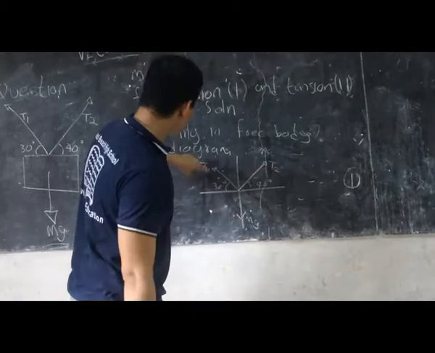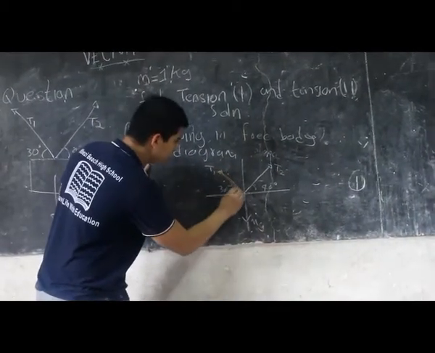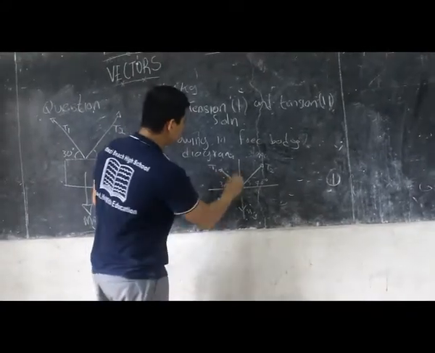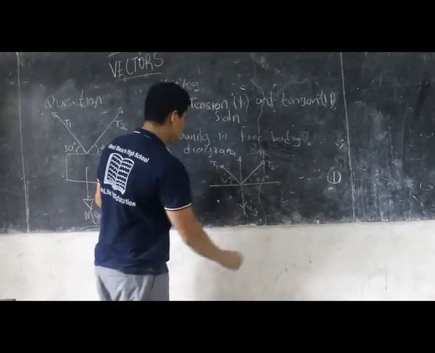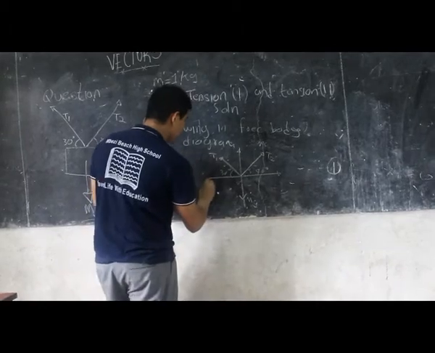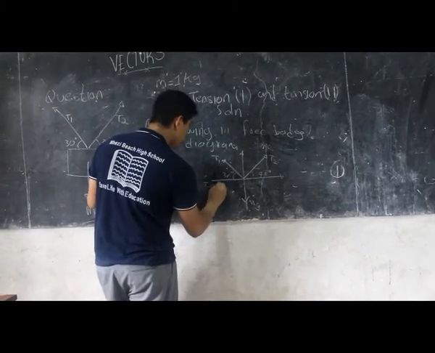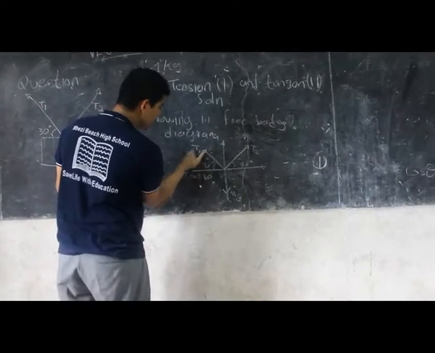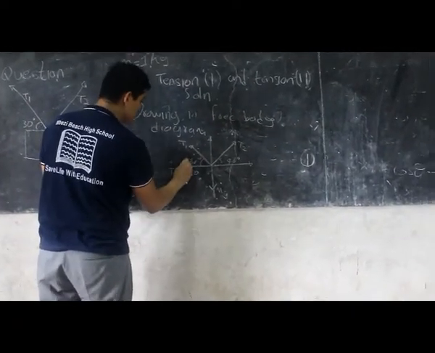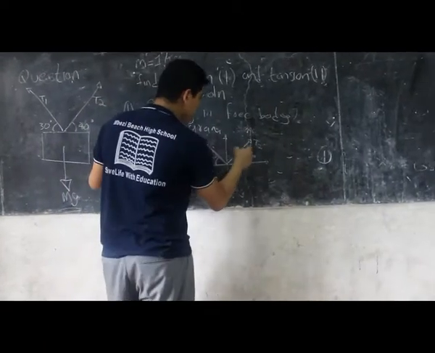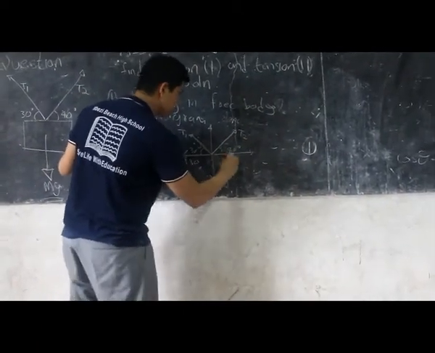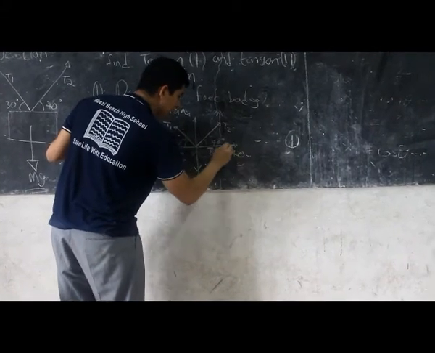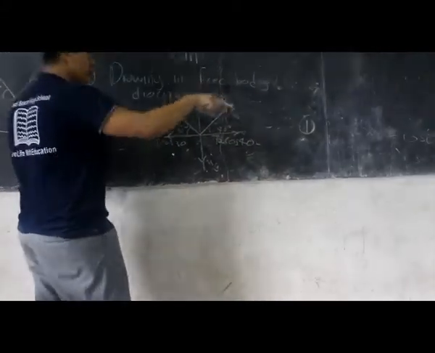Now, from here, I want to recall something to you. These two, I have to resolve them into their y and x components. If I resolve T1 into its x component, it's going to be T1 cos of 30 degrees. You can see this is coming this side, so the direction is this side. If I resolve T2 into its x component, it's going to be T2 cos of 40, and it's going to be along that direction.